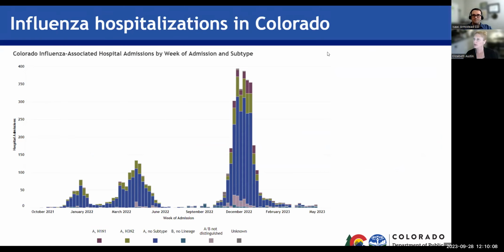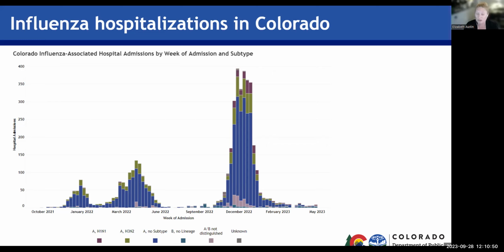So I will be talking about some of the different surveillance systems that we use in Colorado for influenza activity. This first slide shows the total number of influenza-associated hospitalizations statewide, beginning in October of 2021 and extending through May of 2023. So for comparison, the hospitalizations during the 21-22 season, which is shown from October 2021 to June 2022, were considerably less in comparison to our most recent season, October 2022 to May 2023.